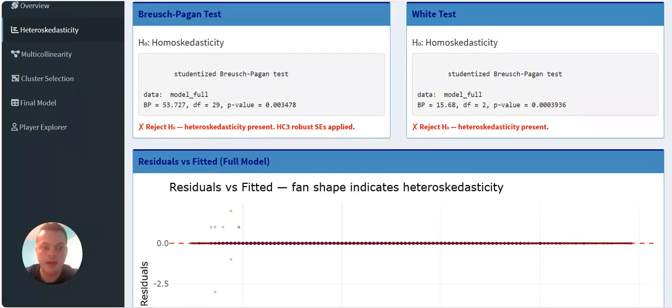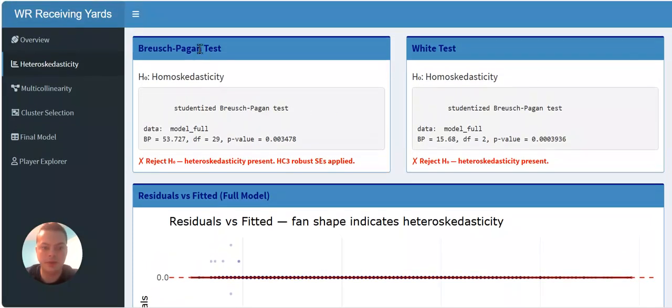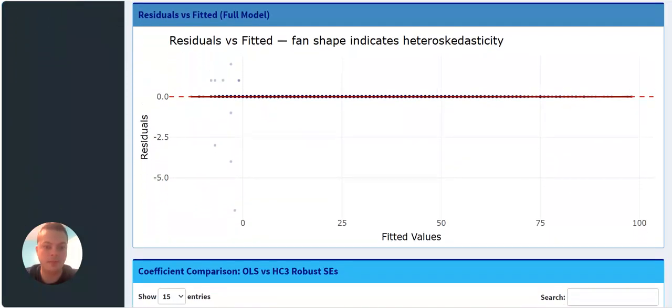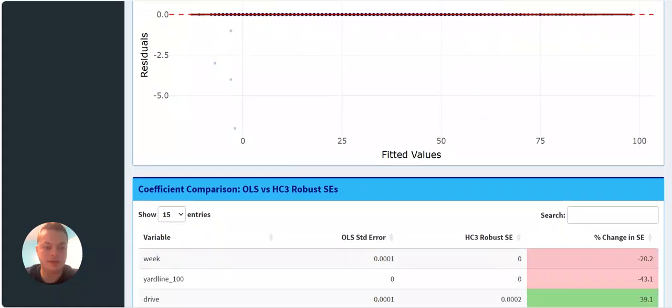So, after doing the Breusch-Pagan test, as you can see, the test statistic of 53, 29 degrees of freedom, p-value well below the 0.05 threshold, and then the White test always brings back a lower test statistic, a lower degrees of freedom, and a lower p-value, showing that heteroscedasticity is present in both tests.